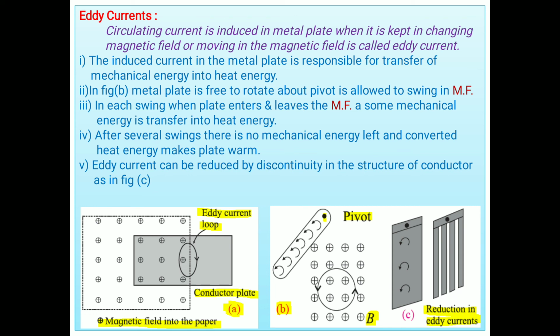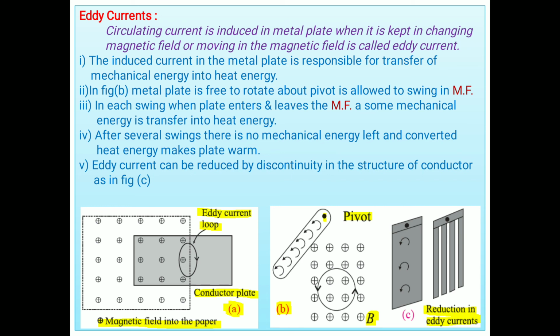The induced current in the metal plate is responsible for the transfer of mechanical energy into heat energy. To move the metal plate or the magnet, some mechanical work is needed. As mechanical work is done, eddy currents are set up in the metal plate, and according to Joule's heating effect, the metal block becomes hot because of the large currents. That means this mechanical work is responsible for the production of heat in the metal block.